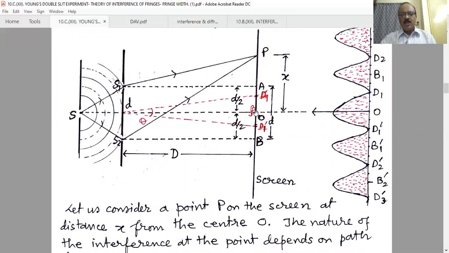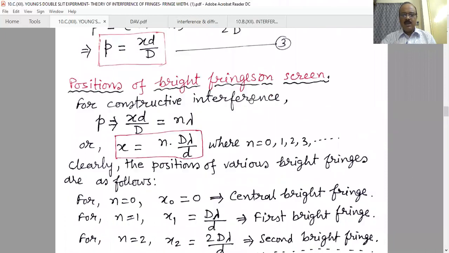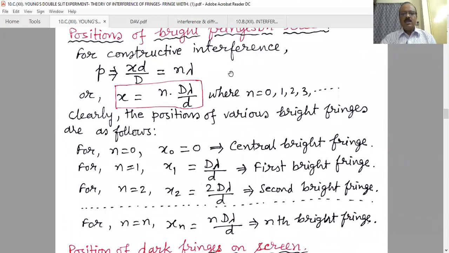Therefore, no path difference at all. At that point, they also meet at the same phase. That means either the path difference is zero, or it is an integral multiple of lambda, and at that point we get the position of constructive interference. That means the light waves are meeting at the same phase. Clearly, the positions of the various bright fringes are as follows.